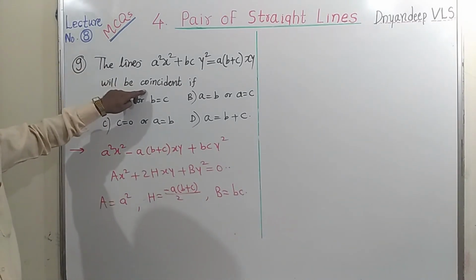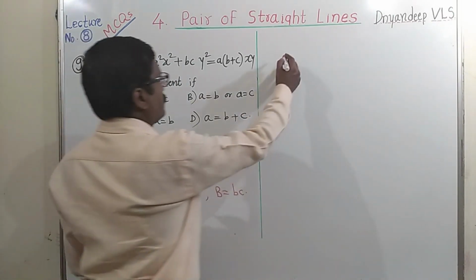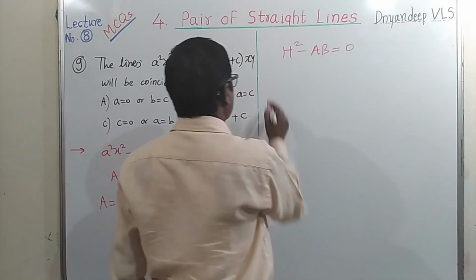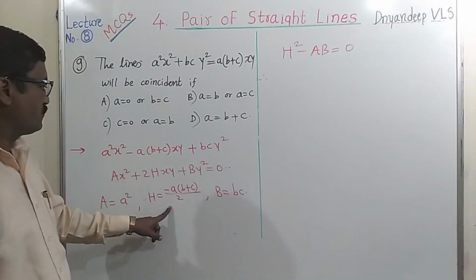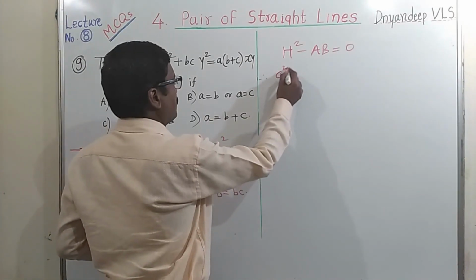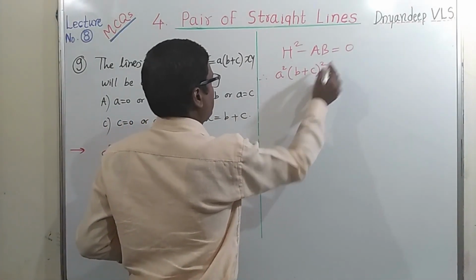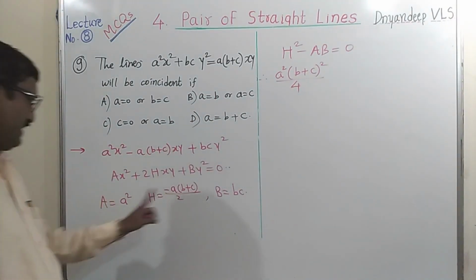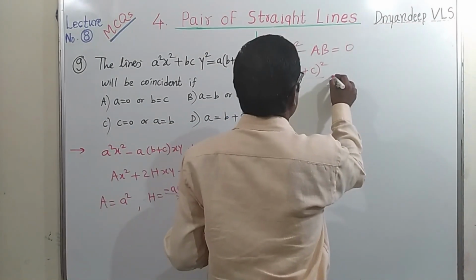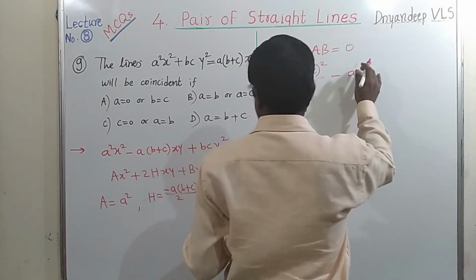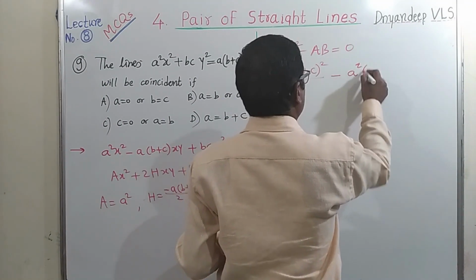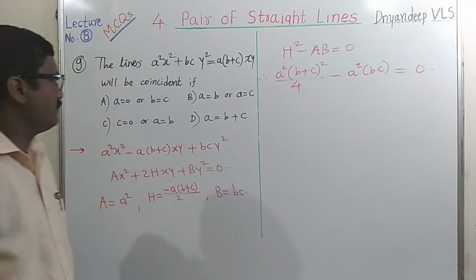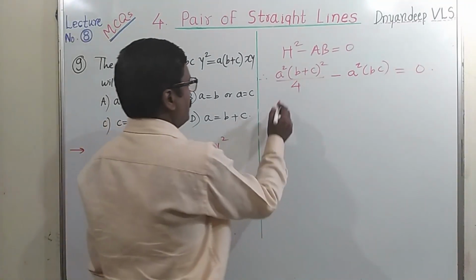As these two lines are coincident, the condition for coincident lines is h square minus ab equal to 0. Therefore, we get h square, which is a square into (b plus c) whole square upon 4. Minus ab is the product of this, that is minus a square into bc, equal to 0. Let us simplify, and we will get the required condition.